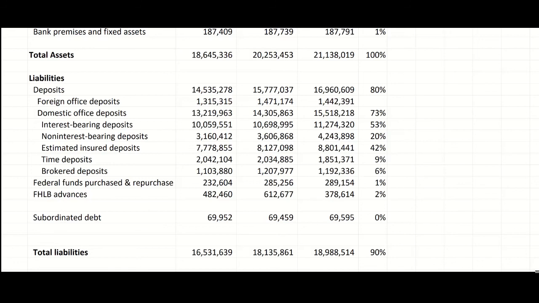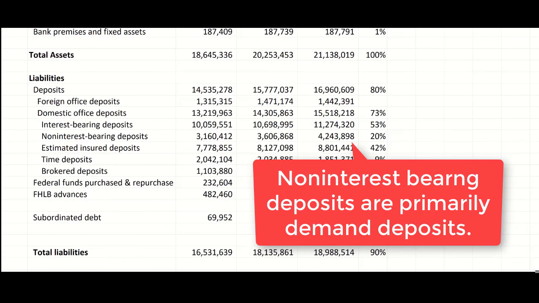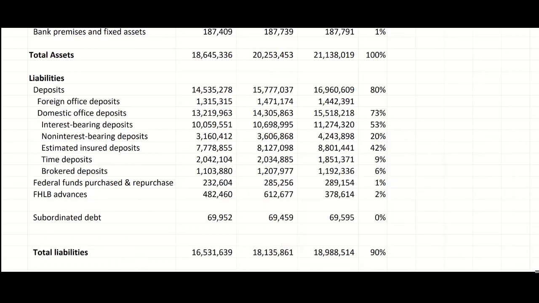And we get down, we look at domestic office. Most of it's 73% in domestic offices. A good chunk of it's interest-bearing deposits. And even 20% is non-interest-bearing. And then there's an estimated amount of deposits that are insured by the FDIC. Because remember, there's a cap on the insurance amount. That's $250,000 per depositor per insured bank, and for each account ownership category. And account ownership categories could be things like single account, joint account, retirement account, various trust types, and so on, that we'll talk about later in the course. And so estimated deposits, about 42% are covered by insurance.